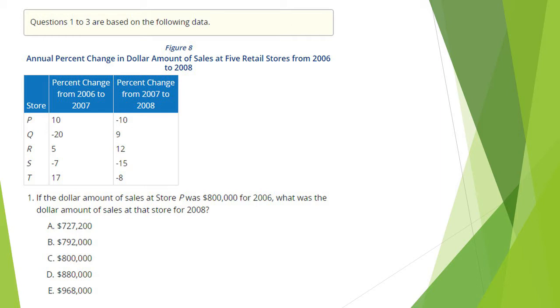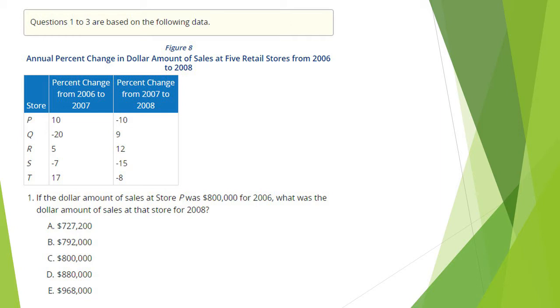Follow along as I read the question. Question number 1. Given the data presented in Figure 8, if the dollar amount of sales at store P was $800,000 for 2006, what was the dollar amount of sales at that store for 2008? Is it A, $727,200, B, $792,000, C, $800,000, D, $880,000, or E, $968,000?